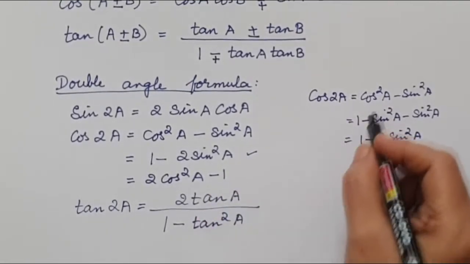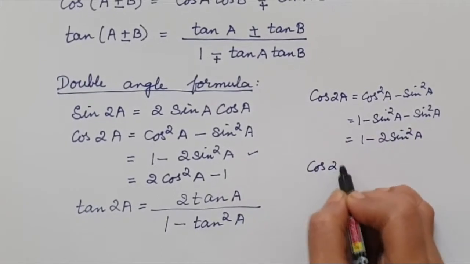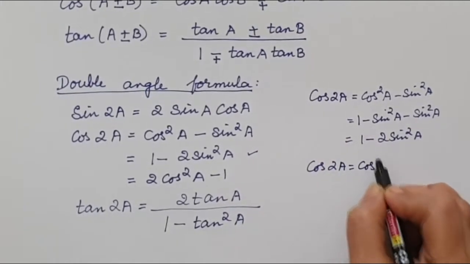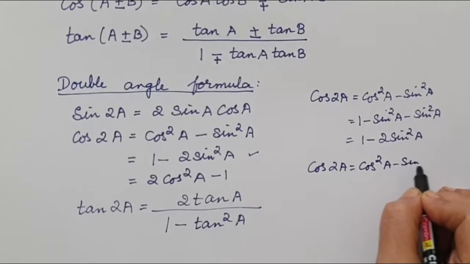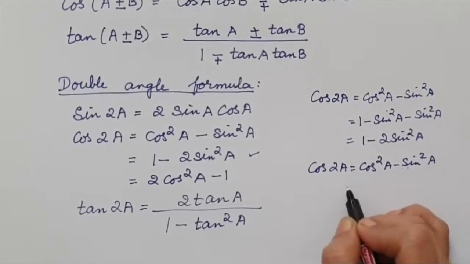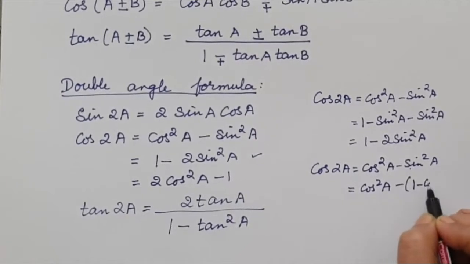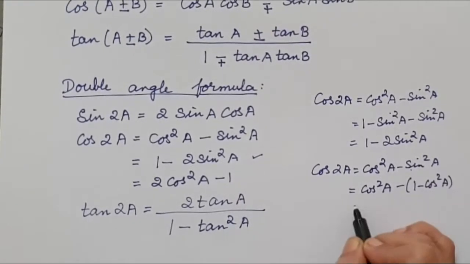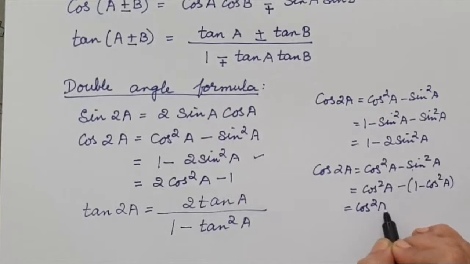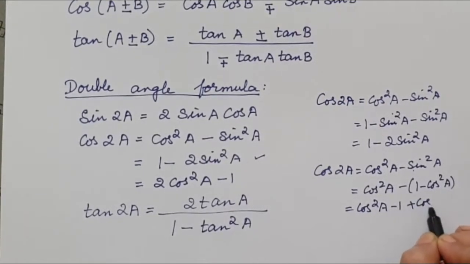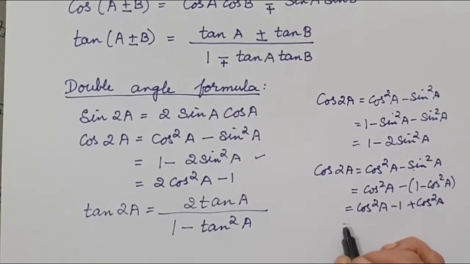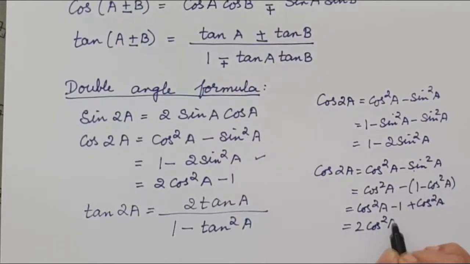Now the same way is applicable for this also. Cos 2a can be written as cos squared a minus sin squared a. Now we'll write sin in terms of cos. So cos squared a minus (1 minus cos squared a). So it will be equal to cos squared a minus 1 plus cos squared a. So it will give us 2 cos squared a minus 1.